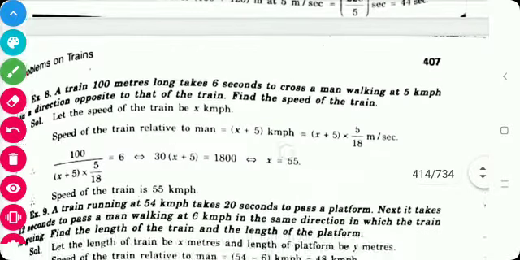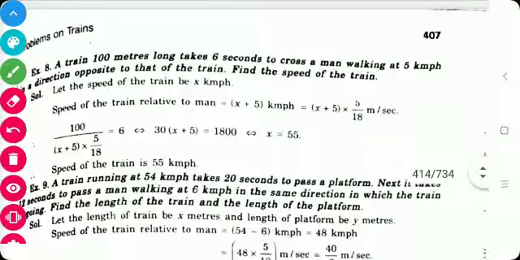Next problem. A train 100 meter long takes 6 seconds to cross a man walking at 5 km per hour in a direction opposite to that of the train. Find the speed of the train. So here the train and the man are moving in the opposite direction. So the relative speed is the addition of their speeds. But here we have to find out the speed of the train.